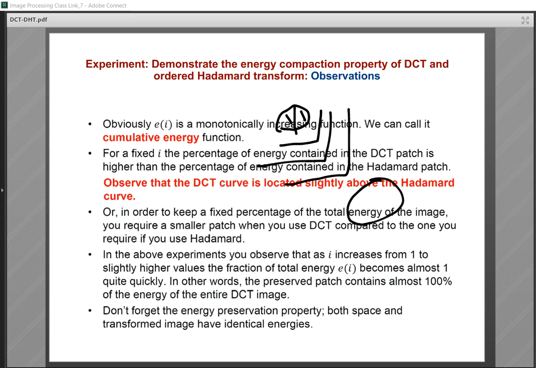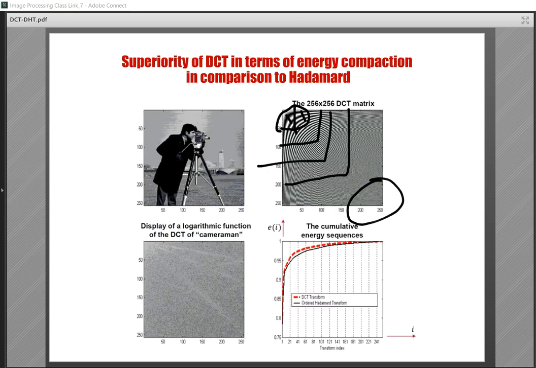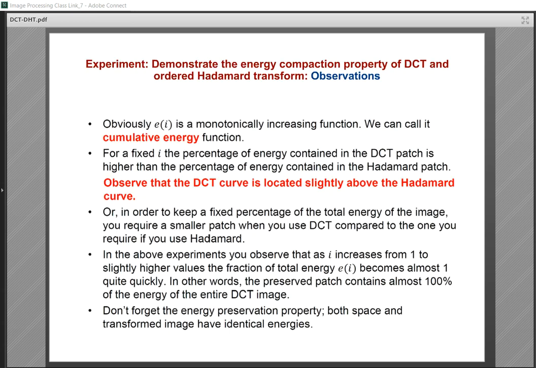Another one, demonstrate the energy compaction property of DCT and ordered Hadamard transform. Obviously EI is a monotonically increasing function. You see here, EI is increasing by increasing I, monotonically increasing. We can call it the cumulative energy function, as CDF versus PDF, cumulative. I is increased.